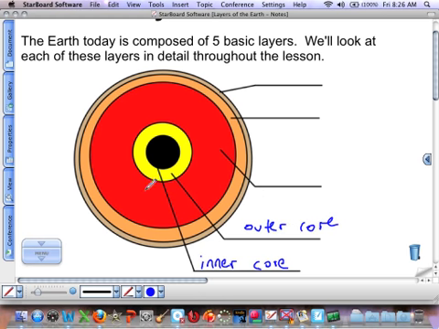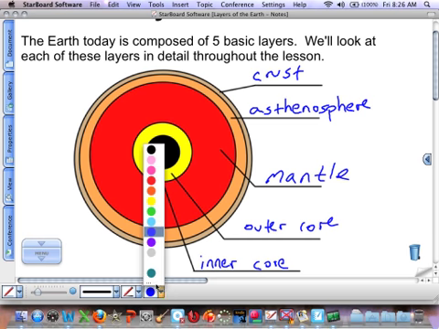What's the big red section? It makes up over 80% of the volume of all of Earth. Anybody know? Big, thick section? That's the mantle. And then the thin little light brown layer here is a layer that a lot of people forget about. It's called the asthenosphere. And finally, all the way on the outside, we have the crust.